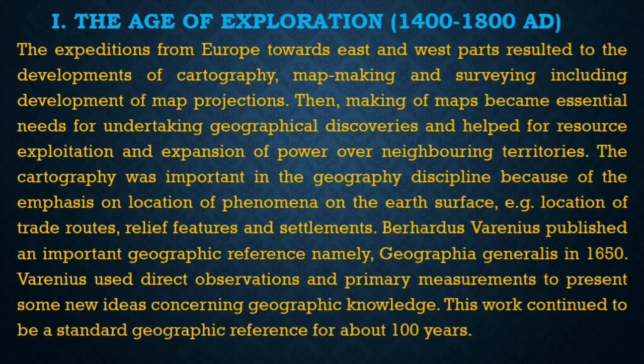Cartography was important in the geography discipline because of the emphasis on the location of phenomena on the surface, that is, the location of trade routes, relief features and settlements. Bernhardus Varenius published an important geographic reference, namely Geographia Generalis, in 1650. Varenius used direct observations and primary measurements to present some new ideas concerning geographic knowledge. This work continued to be a standard geographic reference for about 100 years.